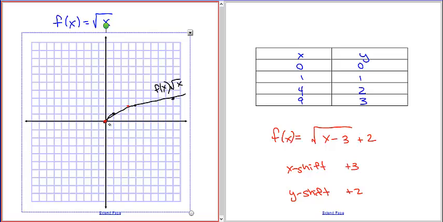So we said here the parent function, you went over 1, up 1. So we're going to go over 1, up 1. The next one was over 4, up 2. Now the fourth point is off scale, so we're not going to do anything about that. And so we have something that looks like that. So that's our translation. Let's do another one.